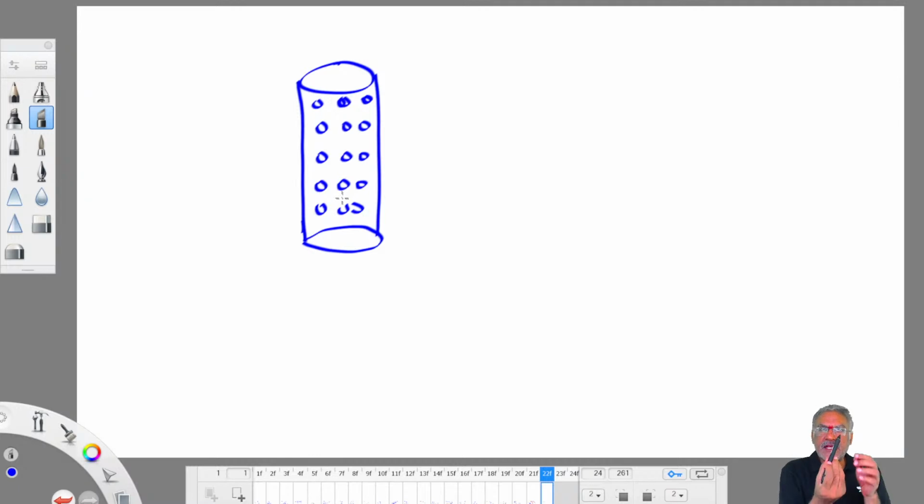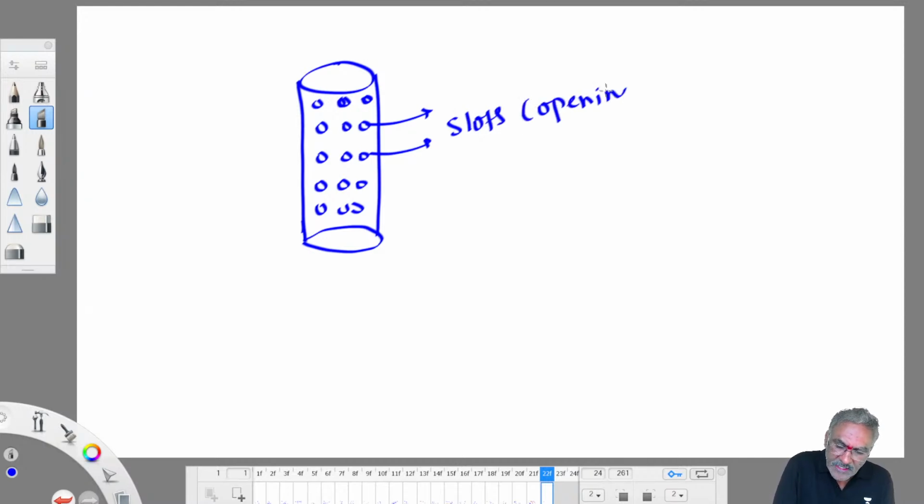If you assume that this pen is a pipe, on the circumference of the pen, along the length of the pipe, everywhere you will find holes. So through these holes, water rushes in. These holes are called what? Slots. Slots are nothing but openings. These are the openings. This is a pipe. This is a slotted pipe or strainer pipe.